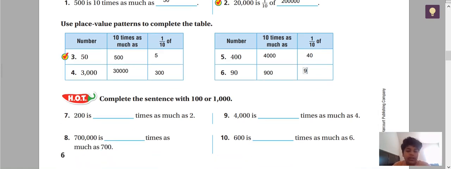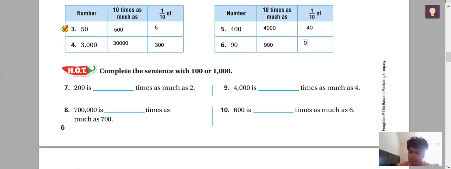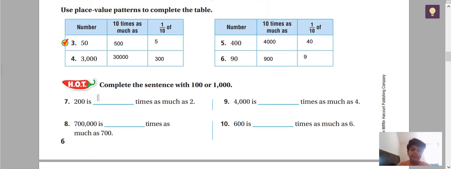Complete the sentence with 100 or 1,000. Okay. Solve questions 7, 8, 9, 10 by yourself. Once you get your answer to the question, unpause the video, and I'll tell you the answer. You got the answer? Alright, let's finish this. Let's finish page 6. We got this.